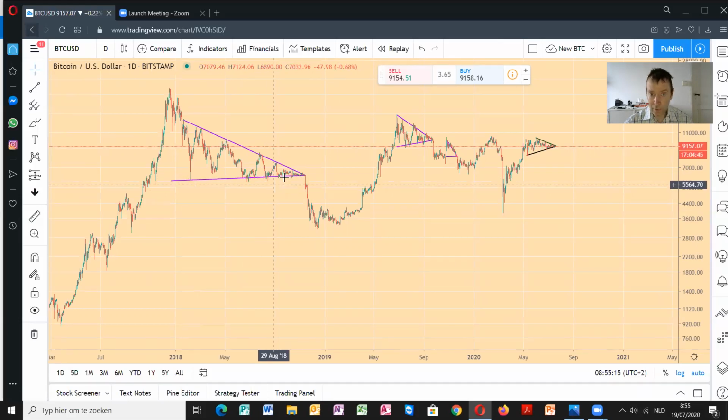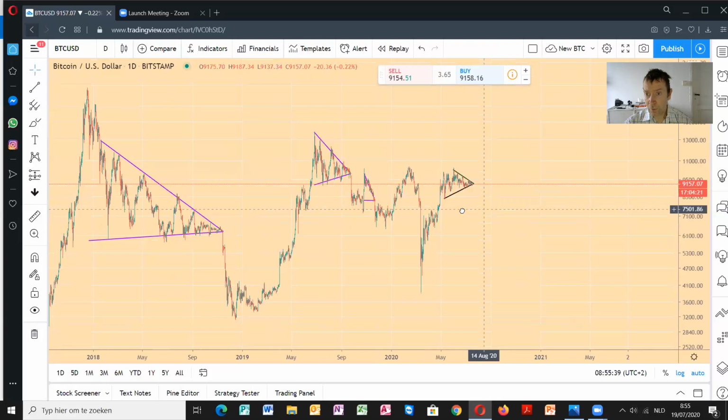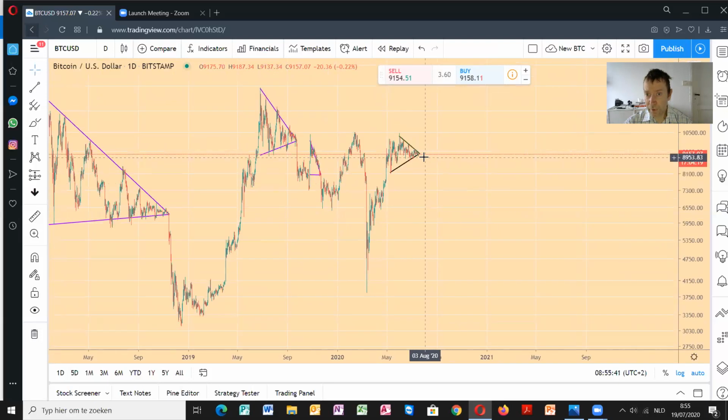And most of the time, we had to wait until the end of the triangle before we had a breakout. But when we had a breakout, the breakout was very fast and almost a straight line down, like here, or here, or here. So probably the same will happen here too.